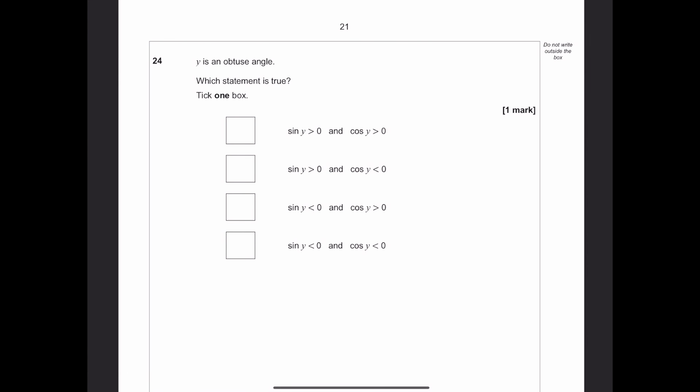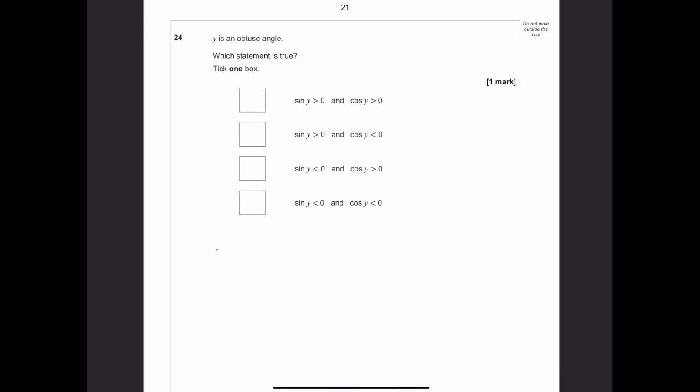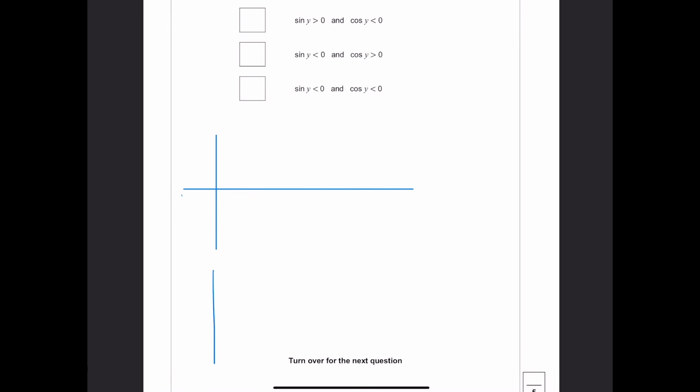Y is an obtuse angle. Which statement is true? This is a pretty difficult question, to be honest. It's talking about sin and cos graphs. So if we just draw the sin and the cos graphs, the sin one starts at the middle and goes up, and the cos one starts at the top and goes down.